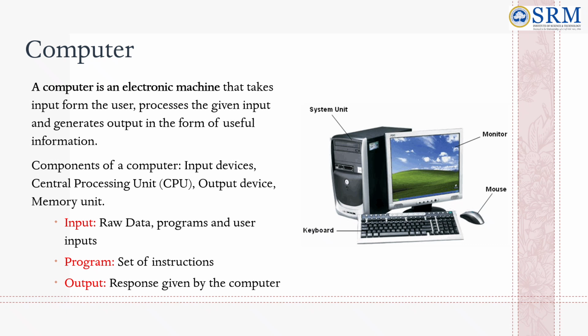A computer takes input in different formats. The raw data, program, and the user inputs are given to the computer. The program is nothing but the set of instructions given to a computer, and the output is the information generated by the computer.